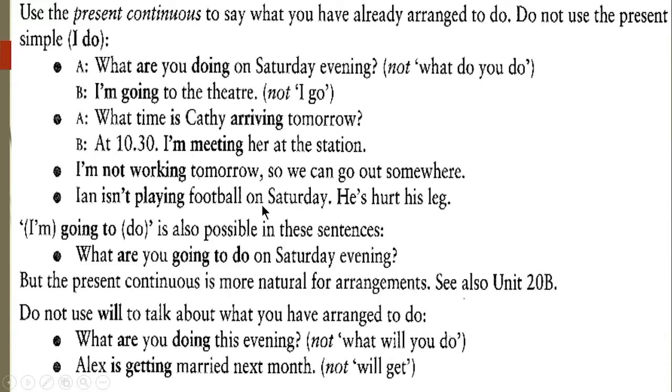Ein isn't playing football on Saturday. He's hurt his leg. I am going to do is also possible in these sentences. So here we can also use the present continuous tense, or we can use the going to structure. For example, what are you going to do on Saturday evening? But the present continuous is more natural for arrangements. When something has already been arranged, then present continuous is more natural rather than going to or present simple or future simple. Do not use will to talk about what you have arranged. So we cannot use will when we have arranged something.